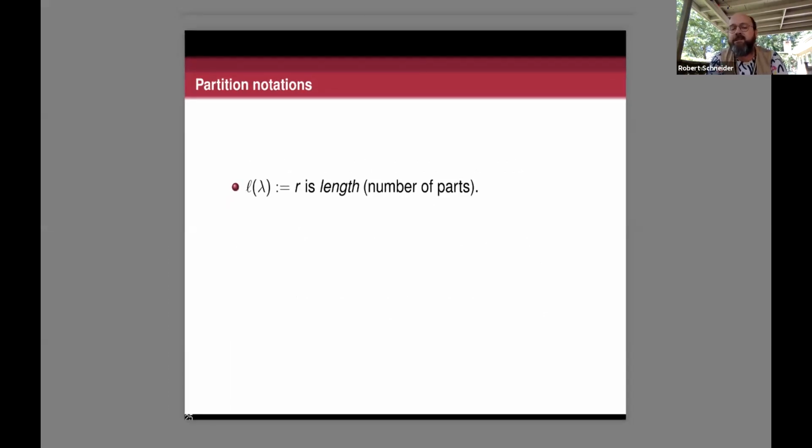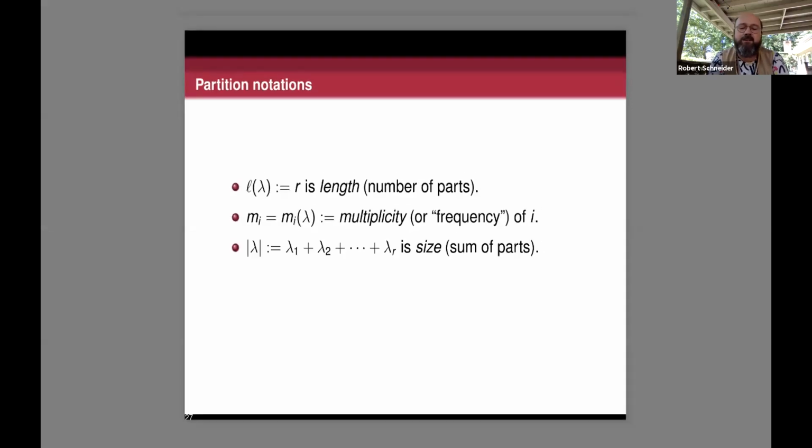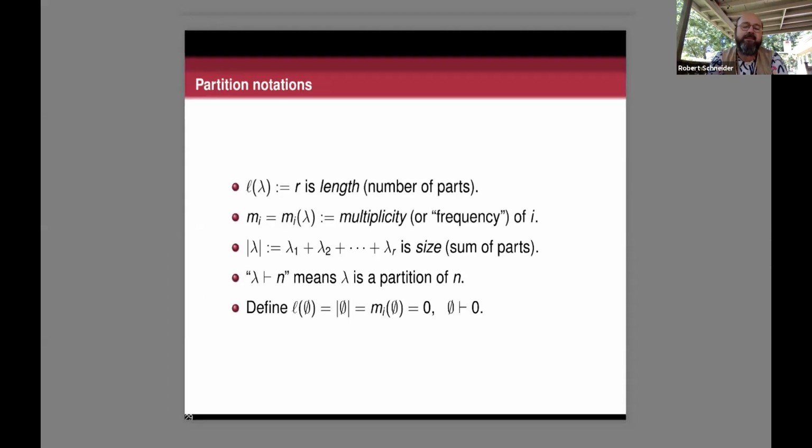Here are a few more notations. We're going to let L of lambda be the length, the number of parts. We're going to let m_i be the multiplicity or frequency of the part i, so that's how many times i shows up in the partition as a part. We're going to use this notation for the size, or the sum of the parts, the absolute value. And we're going to let lambda ⊢ n, that's \vdash in LaTeX, mean that lambda is a partition of n. So this is describing the set of partitions of n as a property. The length, the size, and the multiplicity of any part in the empty partition are going to be considered to be zero. And we're also going to consider the empty partition to be the partition of zero.